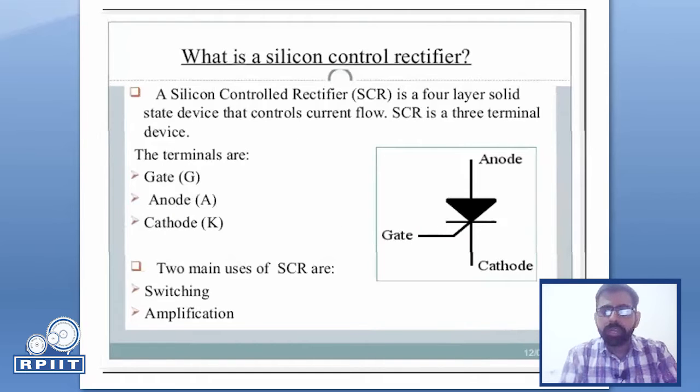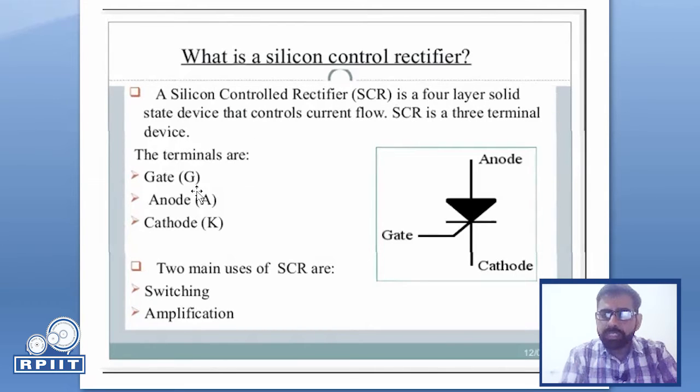Then we will understand what a silicon controlled rectifier, or SCR, is. SCR is a 4-layer solid state device that controls current flow. So SCR is basically a current control device. We will understand how much current we are giving and how much we are getting by means of controlling action. SCR is a 3-terminal device.